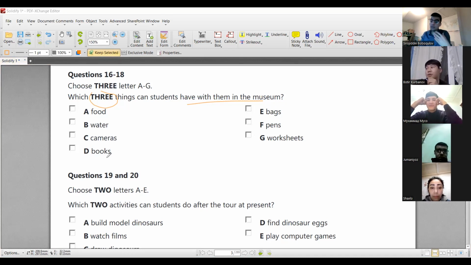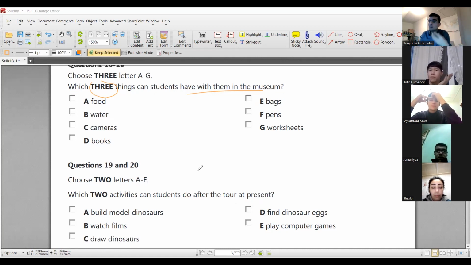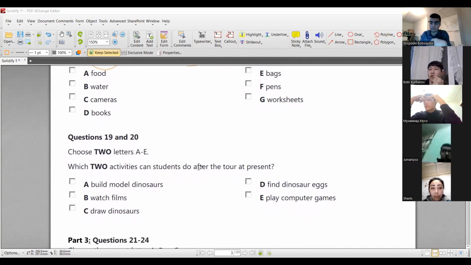Books: maybe they can say children can use their own textbooks. Bags: maybe they can say children can bring their own sacks or rucksacks or school bags. Pens: they can use their own items to write, or their own pens to write. I don't think pens can be paraphrased. Worksheets: children can have their own worksheets, or they can make up their own papers and use them. So these are some versions of how these can be paraphrased, and we must think about it.